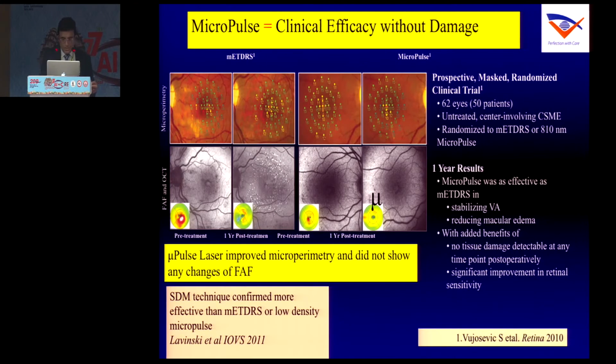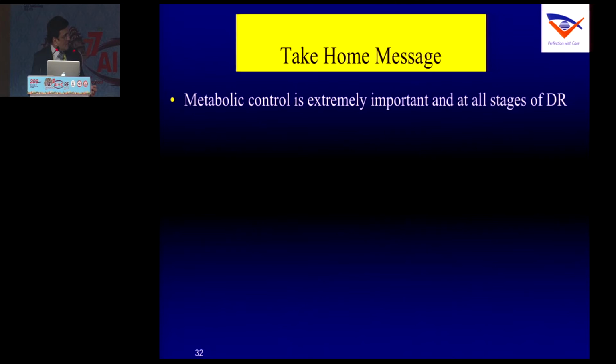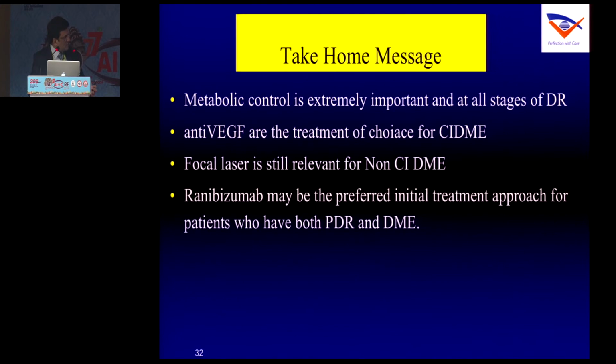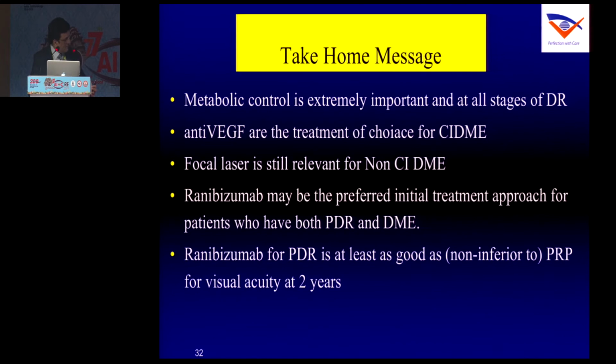And just to tell you a little bit that micropulse laser may have, Dinesh, why don't you come and join us here? Micropulse laser is effective without scarring. We can treat diabetic macular edema, which shows that microperimetry is benefited. So the take-home message is good metabolic control, use of anti-VEGFs, focal laser for non-central involving DME, ranibizumab for PDR, and with a diabetic macular edema, one could defer laser, and of course vitrectomy, which I will be mentioning.